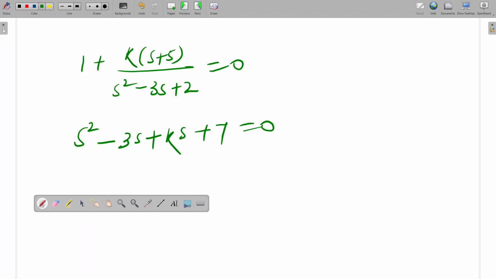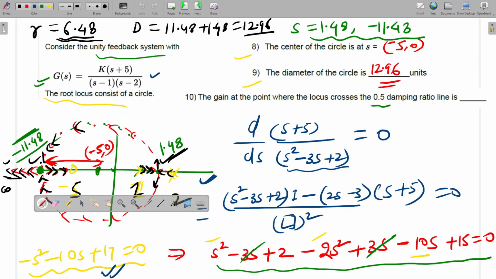Okay, I think here I have made a mistake. It will be 5k plus 7. 5 into k, it will be 5k, and plus 2, so 5k plus 2. So I have calculated the characteristic equation from this open loop transfer function. This is a unity feedback transfer function.